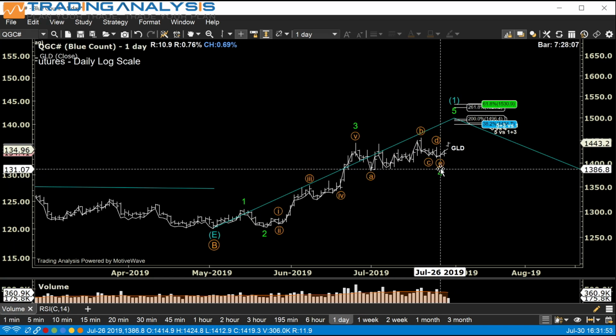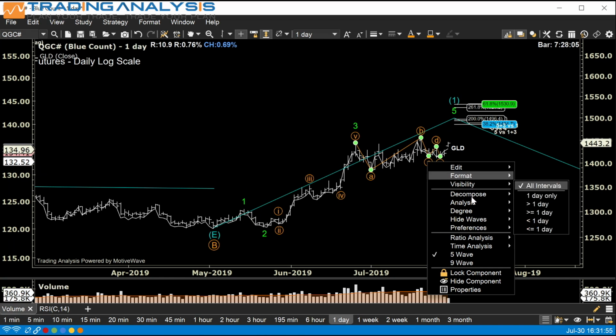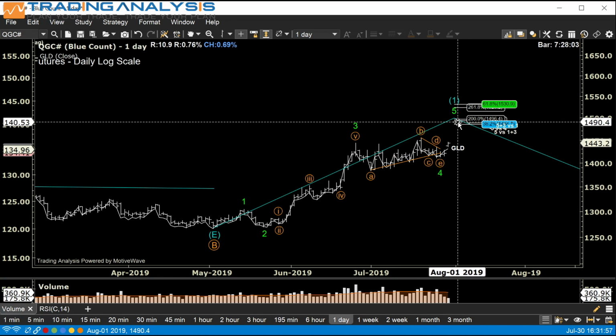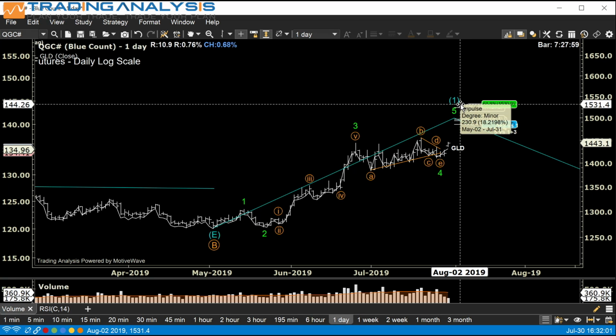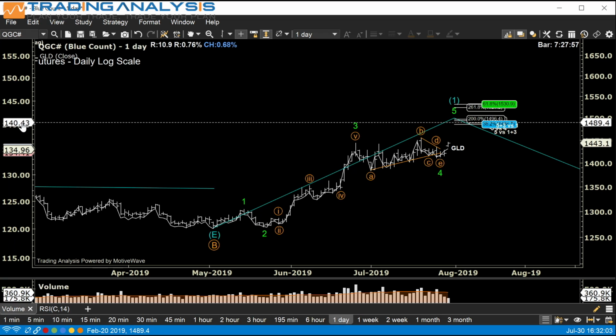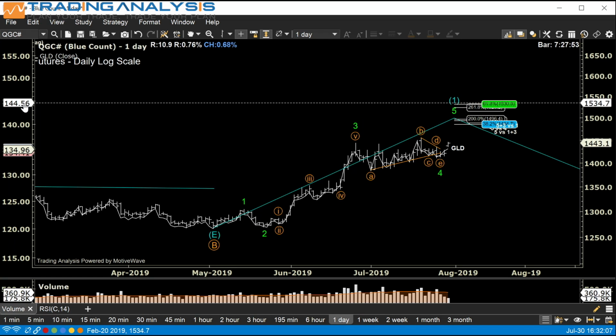CD, something like that. We should be able to move on up into wave 5 resistance on the shorter term, which is right around 1500 to 1530. If you look over here in the left scale in gold, you have 140 to 145 GLD upside targets.